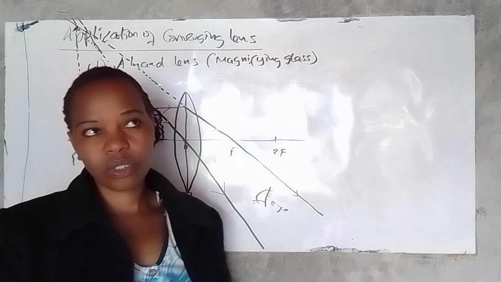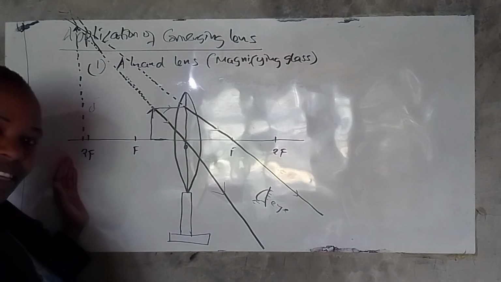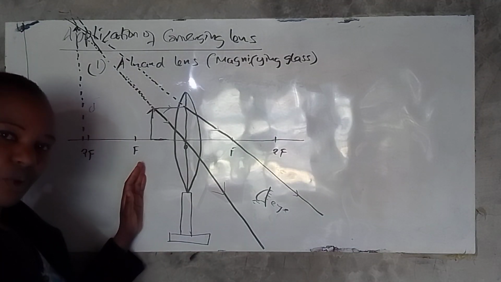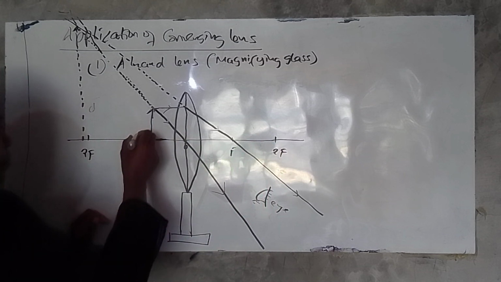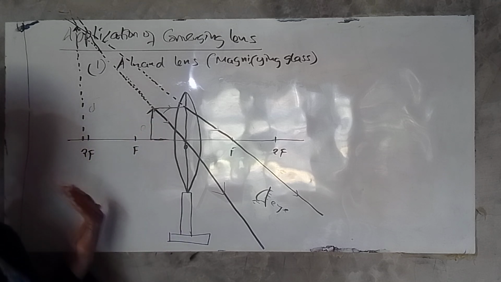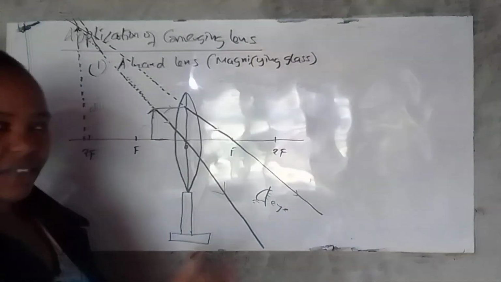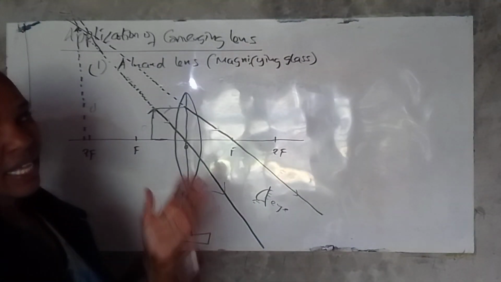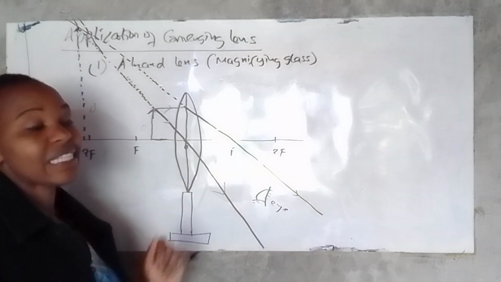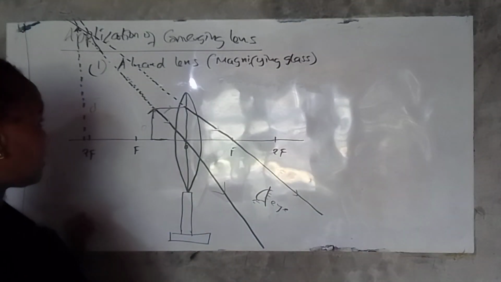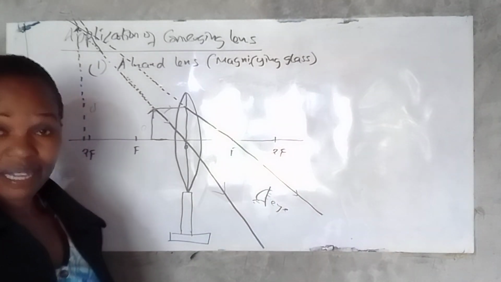Now what are some of the characteristics of this image? An image that is virtual, as you can see, is upright. It is on the same side as the object. You are looking from this side and the image is on this side. Being virtual means it is also upright. If the object is upright, the image is also upright. If the object is inverted, the image will be inverted, the same as the object. But the most important thing about the image is that it is bigger than your object. It is magnified.